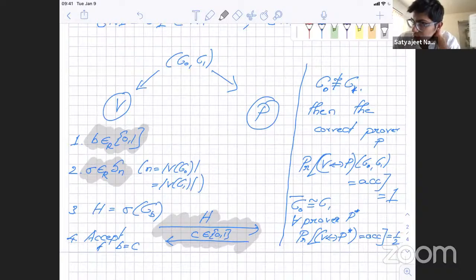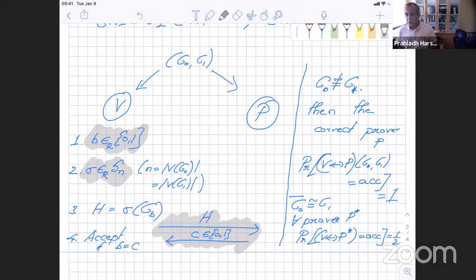Okay, so that's the model. So already we've seen this model, so I'm going to define this new notion called interactive proofs.